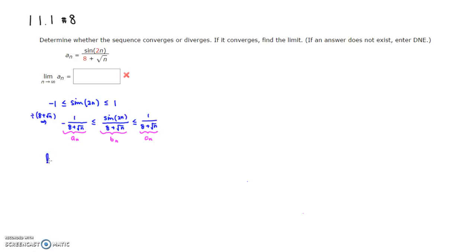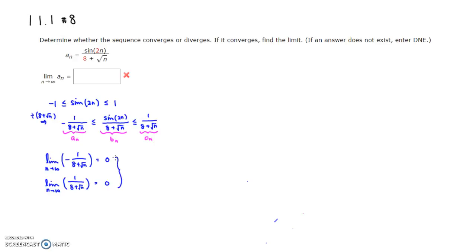So if you look at the limit of -1 over 8 plus square root of n as n approaches infinity, this guy is going to go to -1 divided by 8 plus a really big number, so 1 divided by a big number is going to approach 0. And if you take the limit of the largest guy, 1 over 8 plus square root of n as n approaches infinity, this is again 1 divided by a really big number, so it's going to approach 0.